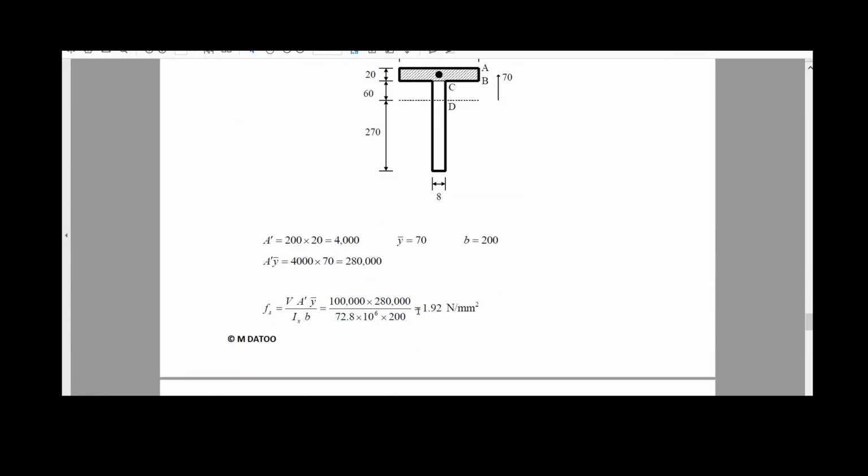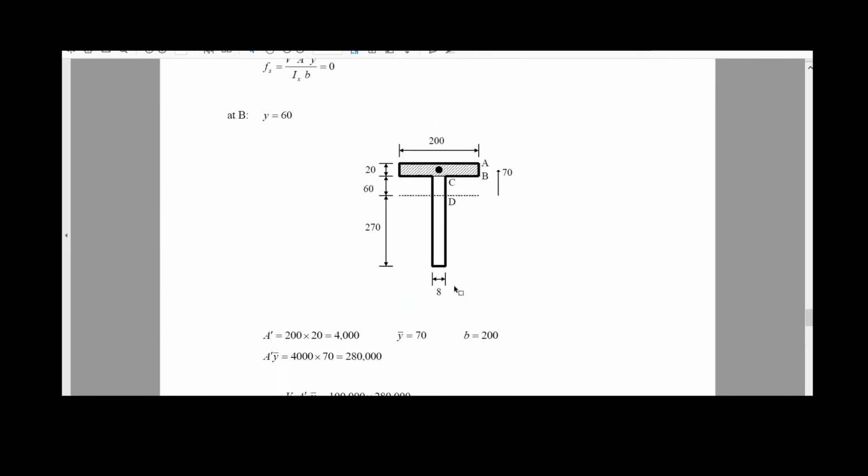After that, we have all the elements to replace in our formula, and we find that, well, this is converted to newtons. This is the moment of area. This is the moment of inertia, and this is B, 200 millimeters. And we find that at B, the shear stress is 1.92 Newton per square millimeter.